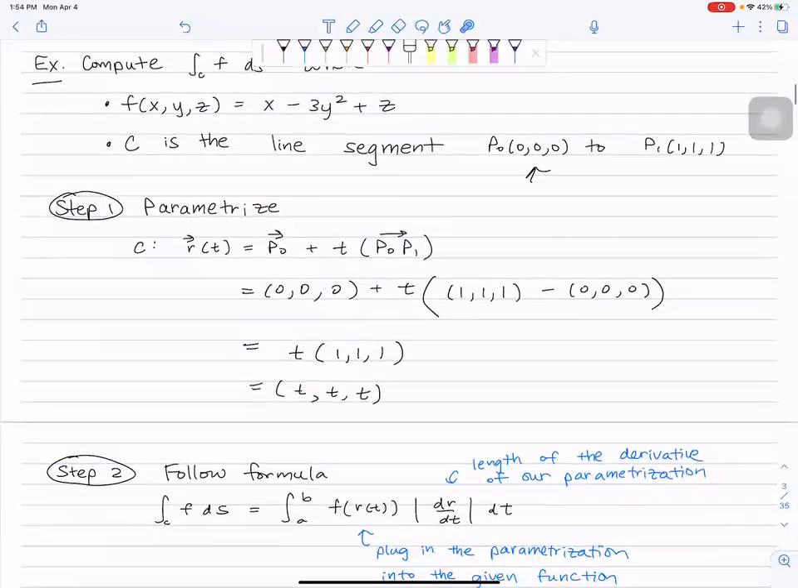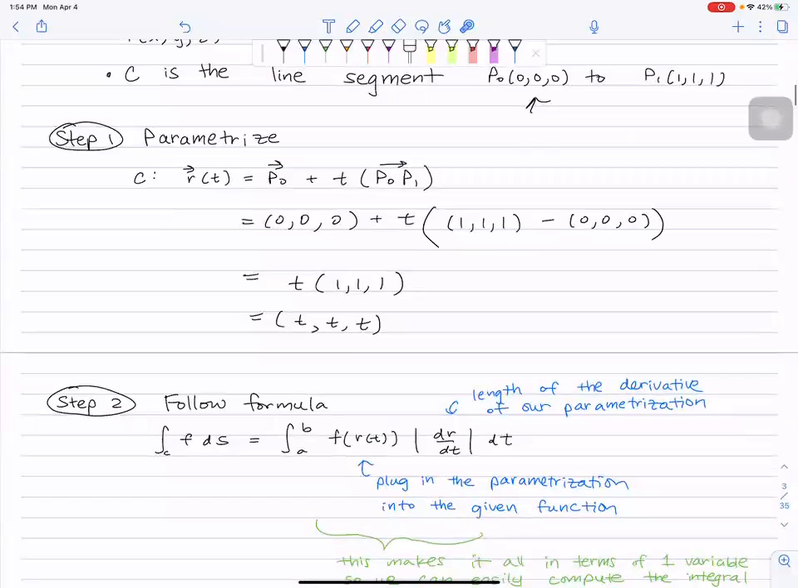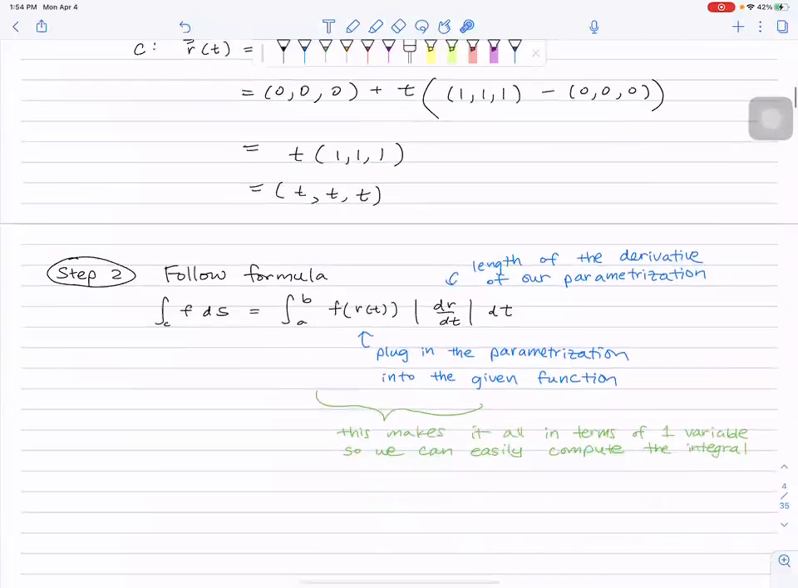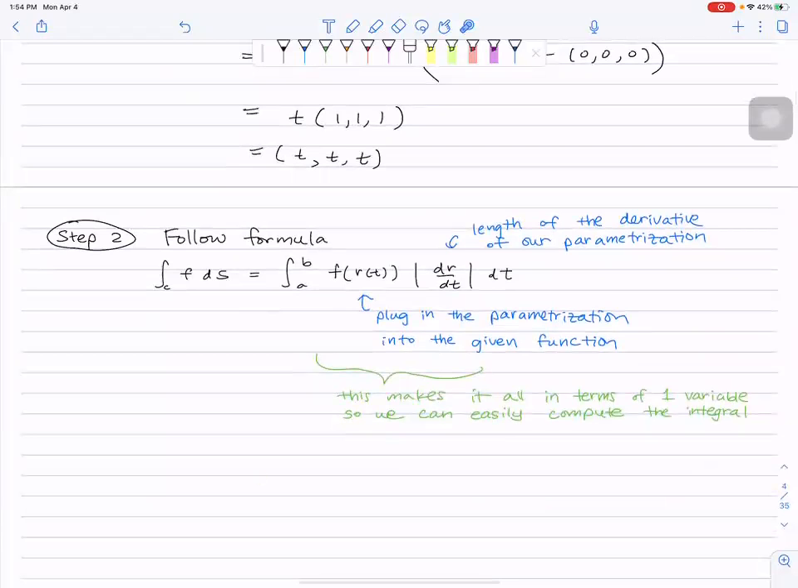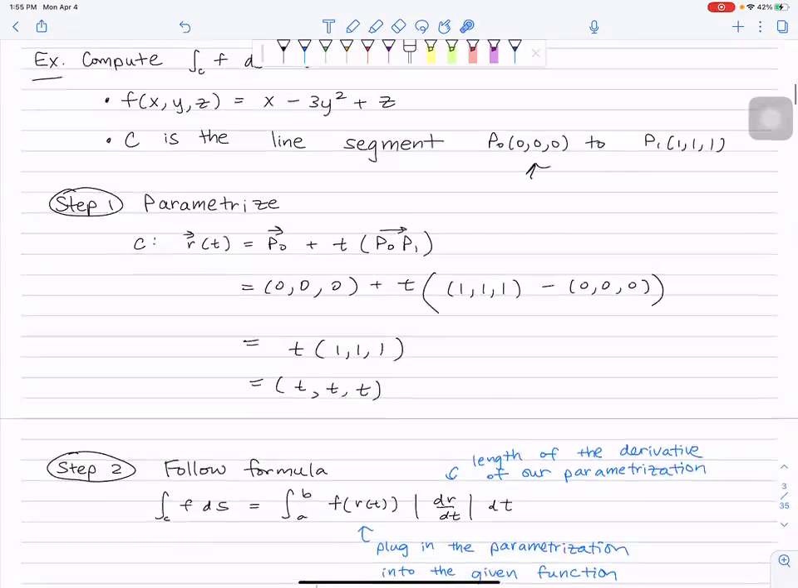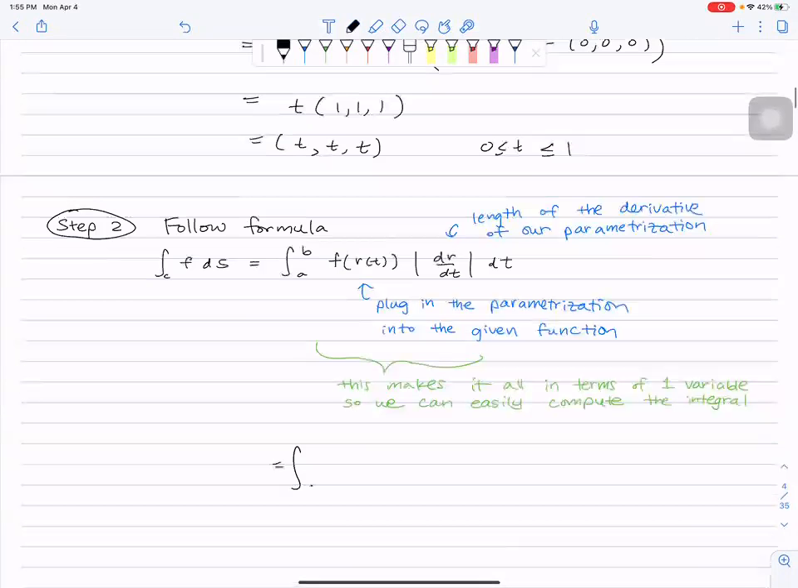Next step, we've parameterized our curve and we just follow the line integral formula. That says we want to do the integral of your function where you plug in the parameterization, times the length of the derivative of the parameterization. So we want to do the integral from a to b. Our parameterization is t between 0 and 1, because our lowest point is all zeros and our highest point is all ones. So our integral is going to be from 0 to 1.